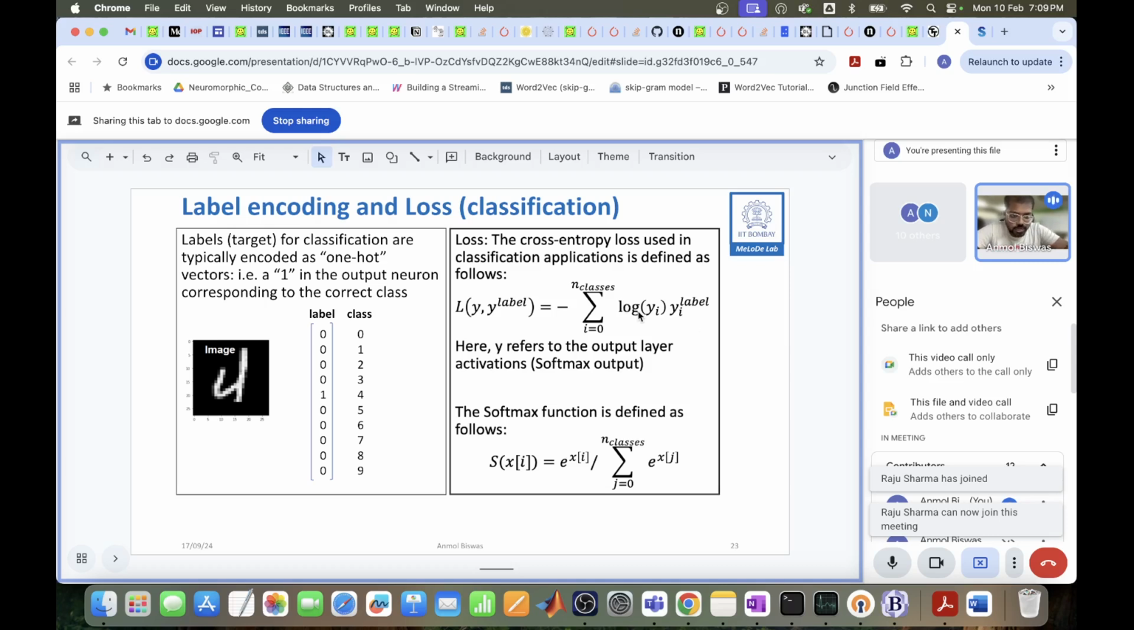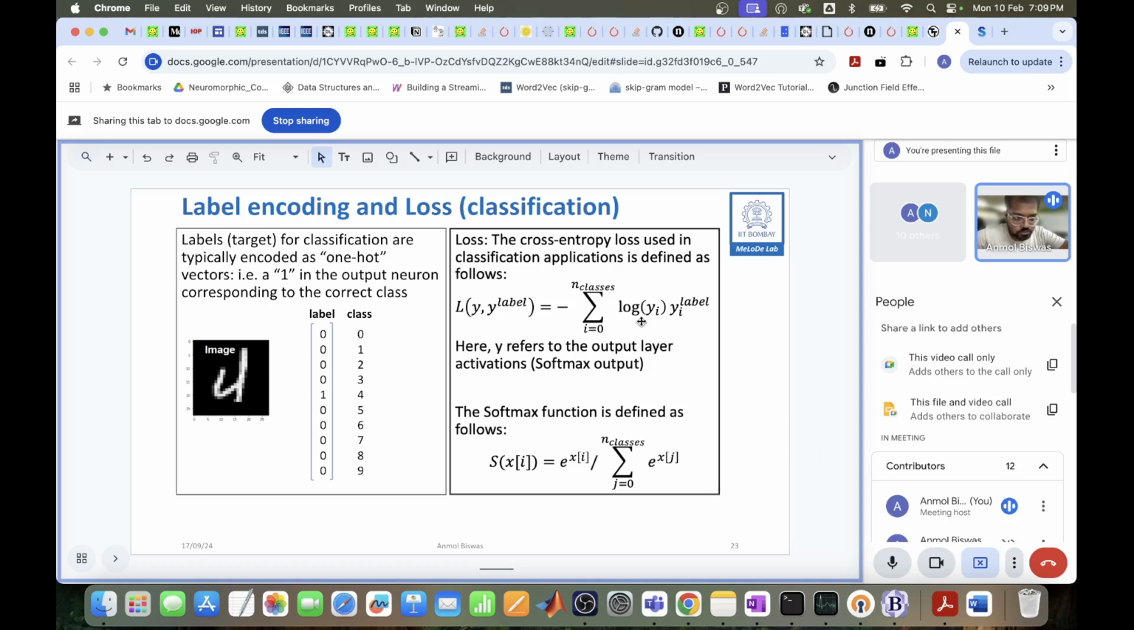So what will happen is that when you come to this 4 position, where you expect the output to be 1, but instead your model is very confidently wrong and it is saying that the probability of 4 being there is 0, right?